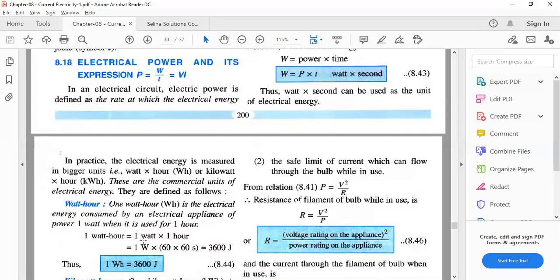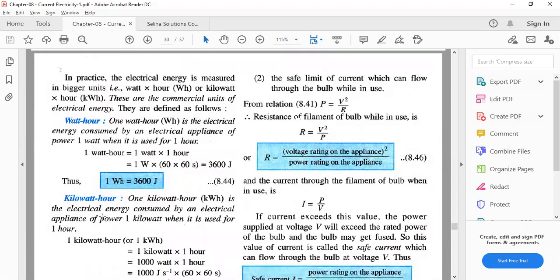1 watt, keep it as it is. For 1 hour, just write it in seconds: 3600 seconds, 60 minutes into 60 seconds. So 3600 joules. This has come in the exam. Okay, 1 watt hour is how much? 3600 joules. What is 1 kilowatt hour?